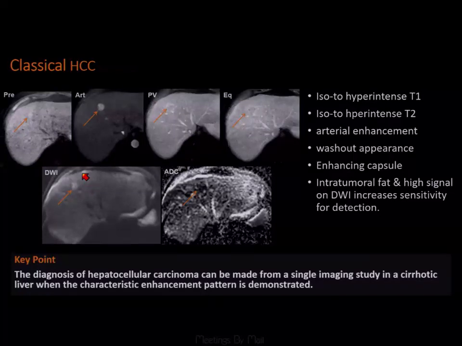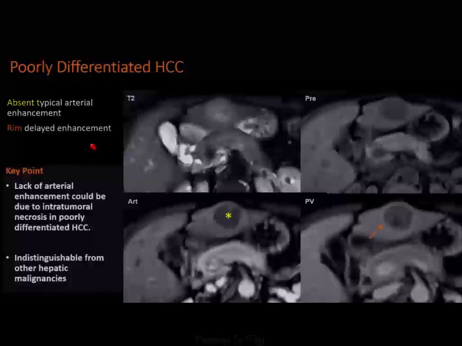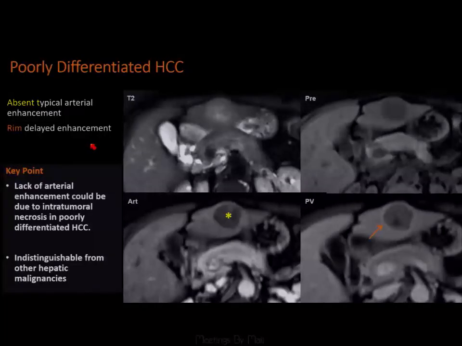However, the typical imaging characteristics might not be present. And take a look at this case. It's a T2 bright lesion in the left lobe. There's no arterial enhancement on a portovenous phase. There's a rim enhancement, and this is a biopsy-proven, poorly differentiated HCC. The lack of arterial enhancement in this case was presumably due to intratumoral necrosis, which was confirmed on biopsy.